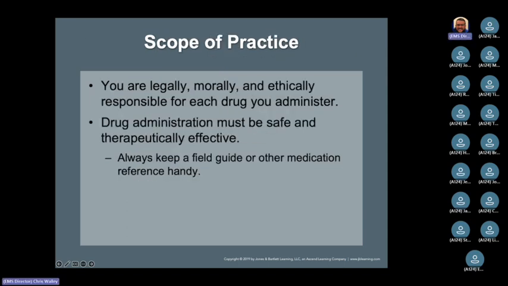All right. So our scope of practice as an advanced provider, we are legally, morally, and ethically held to a very high responsibility.